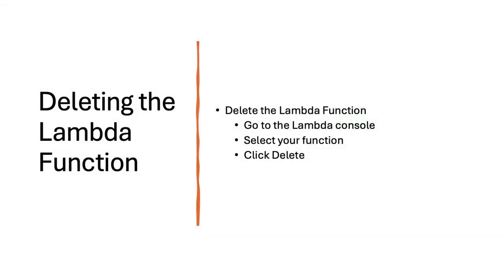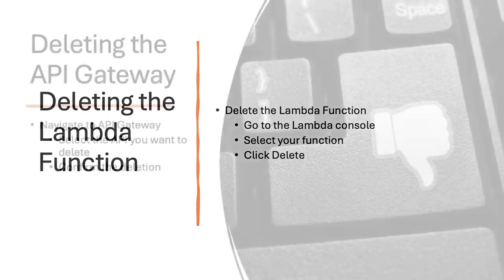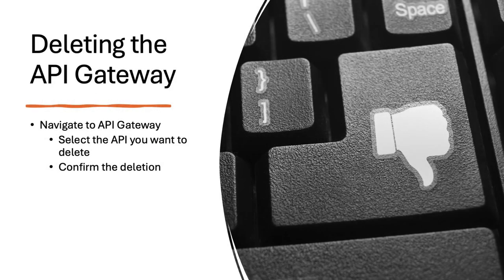It's important to clean up resources after testing to avoid unnecessary charges. To delete a Lambda function, go to the Lambda console, select your function, and click Delete. To delete an API gateway, navigate to the API gateway, select the API you want to delete, and confirm the deletion.